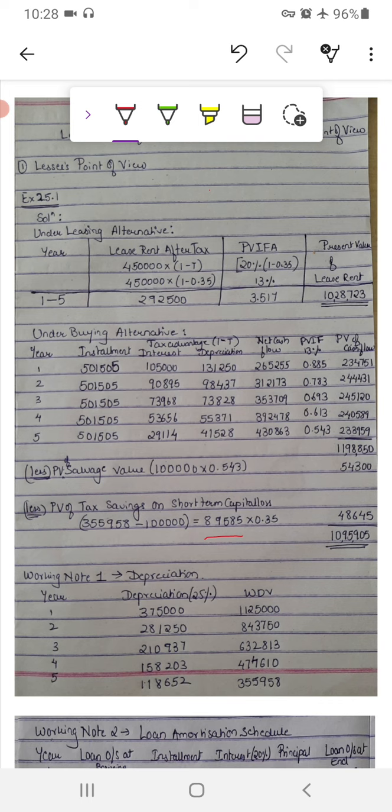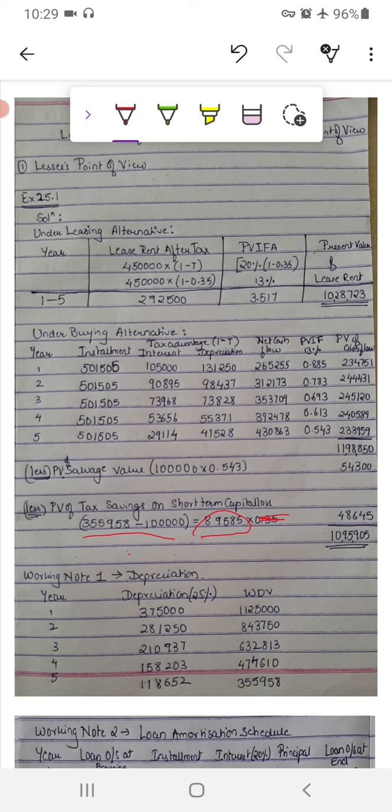It is 3,55,958 minus 1 lakh gives us 2,55,958. So this calculation, and then into 0.35. Now what is this 0.35? That is the tax. Okay, now here we don't do 1 minus t, it is tax savings, so you have to directly multiply it by the tax rate, that is 0.35.